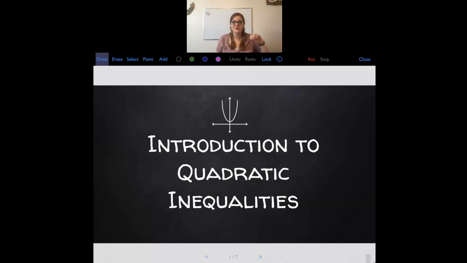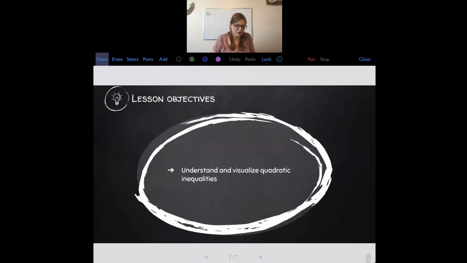In this lesson, I am going to introduce quadratic inequalities to you. Remember that inequalities compare values. Where we solved inequalities before, we were talking about something like 6x minus 3 is greater than 0. We're going to be doing the same thing, but rather than having linear equations, we're going to be working with quadratic equations or quadratic inequalities. So our goal is to understand and visualize quadratic inequalities.